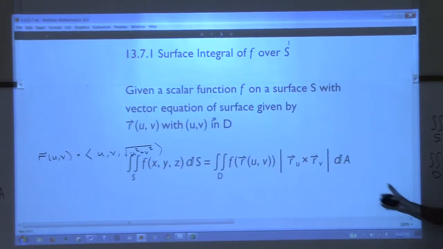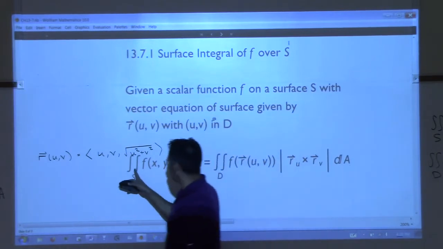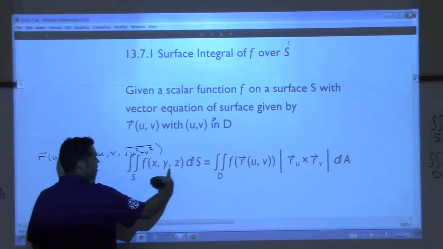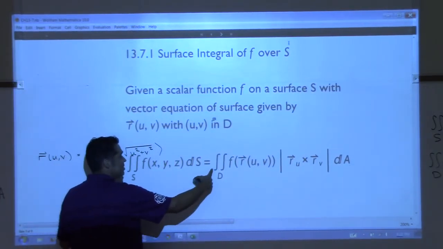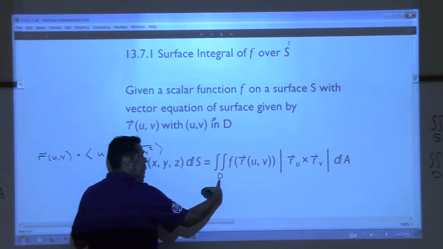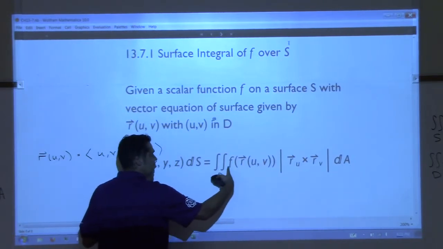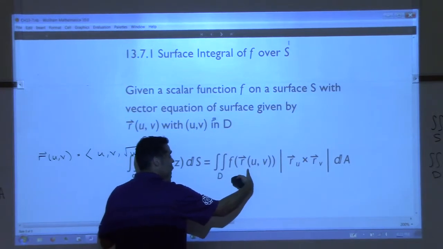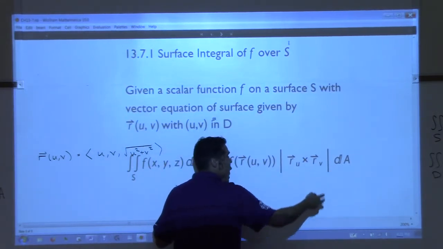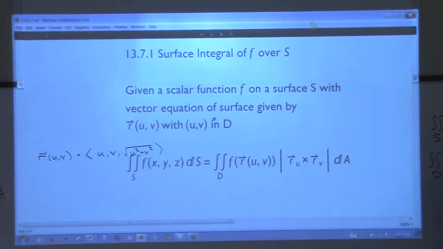right here. Okay, so the double integral over the surface S of the scalar function with respect to surface area is the double integral over D. Now D is the domain in u and v of the scalar function evaluated along the surface, and then that's your surface area formula from last time. So we just need to execute this formula now.